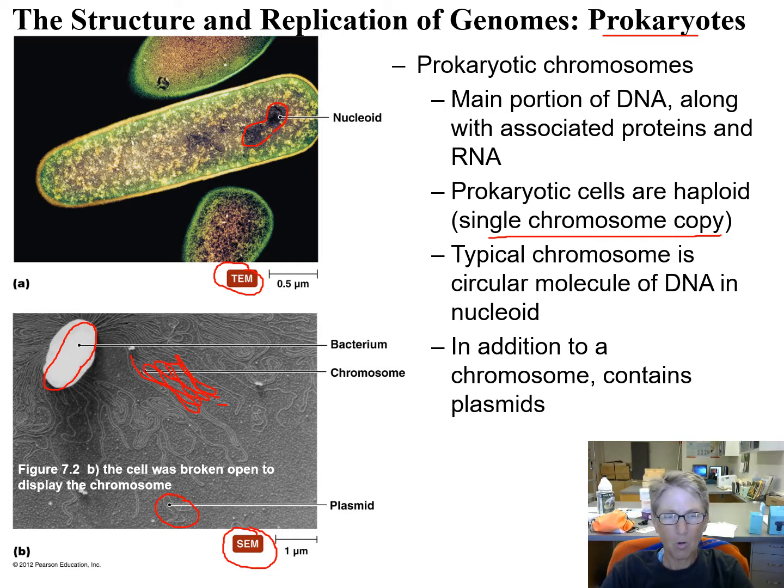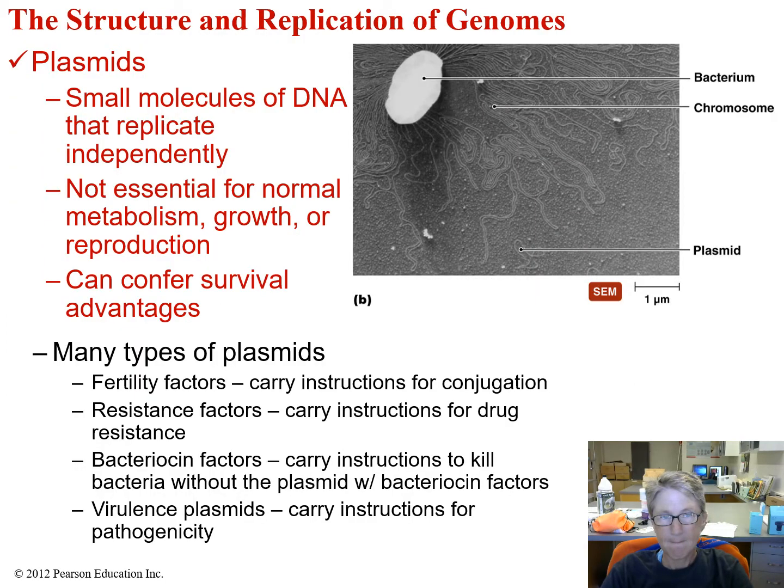In addition to the chromosome, there's more DNA contained in these things called plasmids. So a little bit more about plasmids. Again, here's the plasmid. This right here could also be a plasmid as well. Plasmids are small molecules of DNA that replicate independently of the bacterial chromosome. Plasmids are not essential for normal metabolism, growth, or reproduction. They're used for other things, but the plasmids in these bacteria can confer survival advantages.